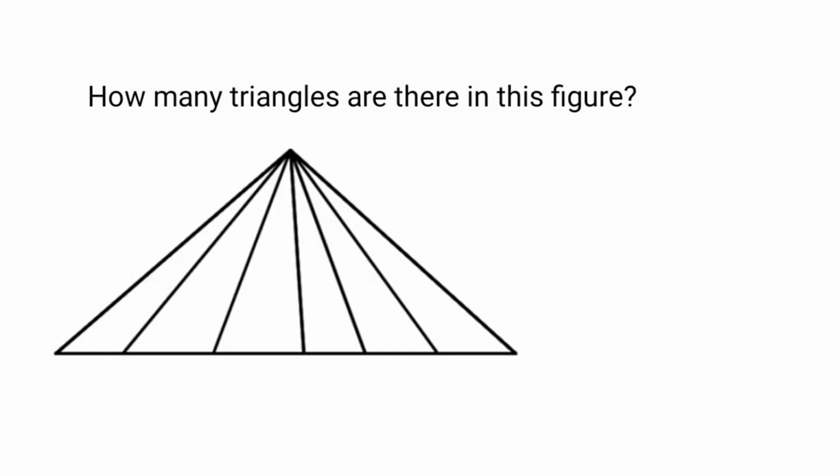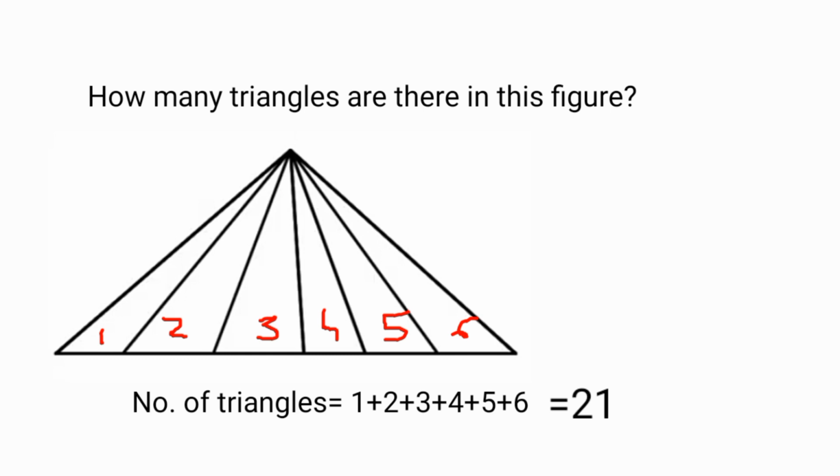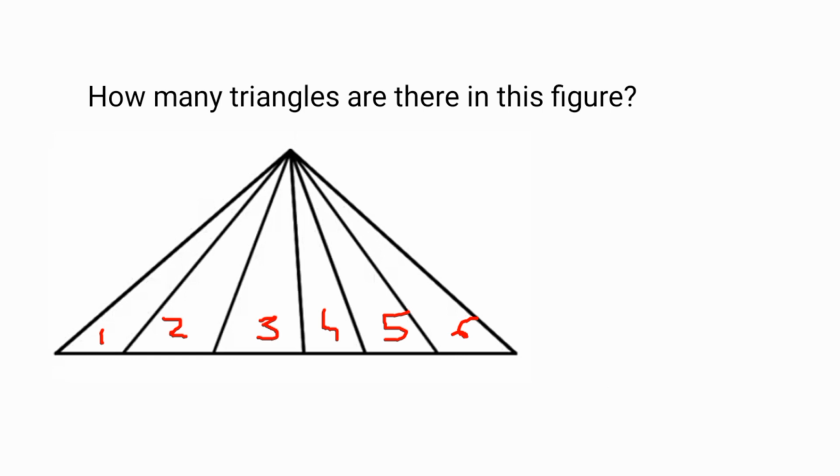What you have to do, just count the number of bases. Here there are 1, 2, 3, 4, 5, 6. 6 bases are there. So what you have to do is just add all these values. So 1 plus 2 is 3, 3 plus 3 is 6, 6 plus 4 is 10, 10 plus 5 is 15, 15 plus 6 is 21.